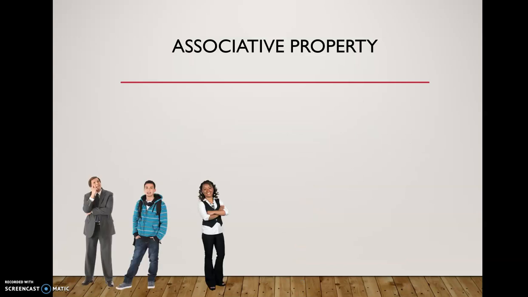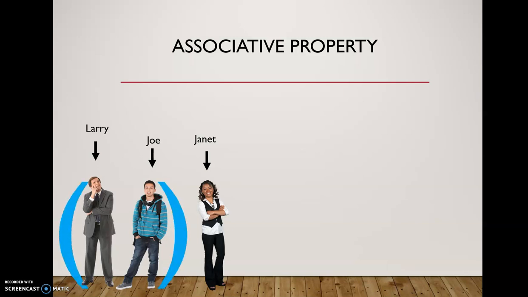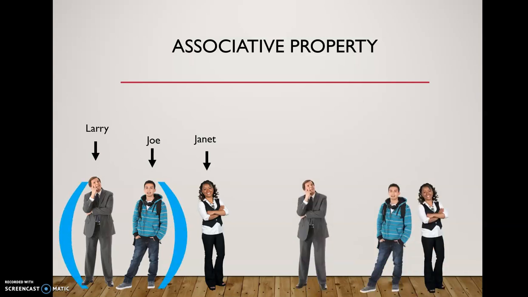Now, let's look at this in a real life situation to try to get you to remember it. So we have Joe here. He's friends with Larry and Janet. Joe associated with Larry or hung out with Larry first, but then the next day he hung out with Janet. He's still associated with the same amount of people regardless of which one he associated with first. That's one way or a trick that you could use to remember what the associative property means.